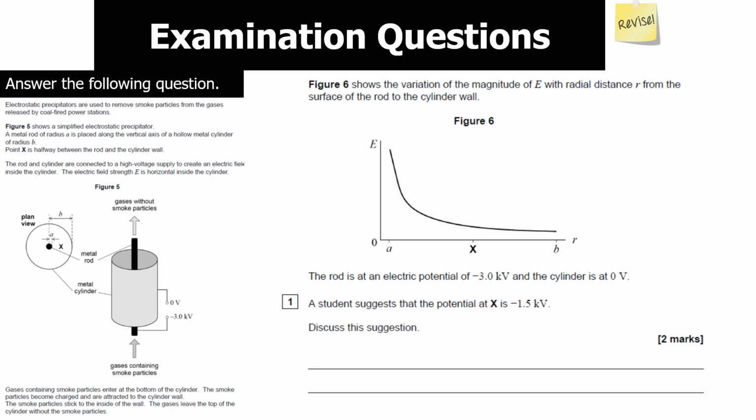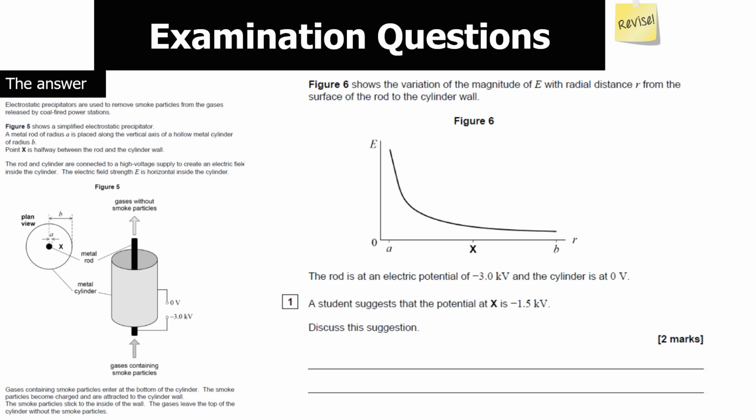The rod is at an electric potential of minus 3.0 kilovolts and the cylinder is at 0 volts. A student suggests that the potential at X is minus 1.5 kilovolts. Discuss this suggestion. So pause the video now, then unpause the video when you want to go through your answer.